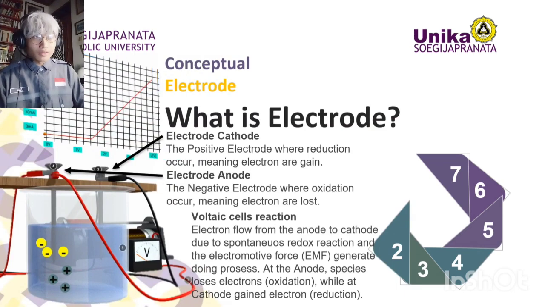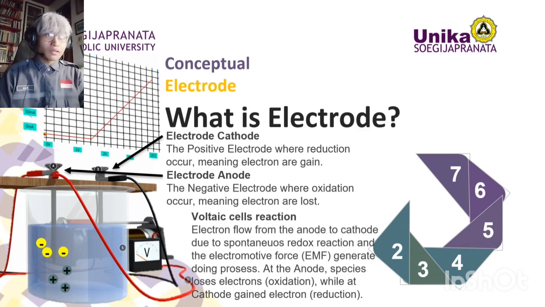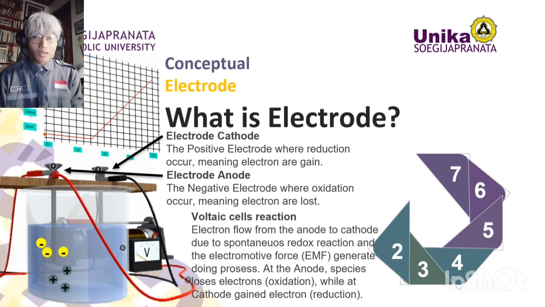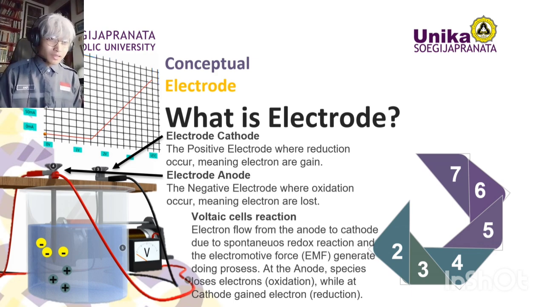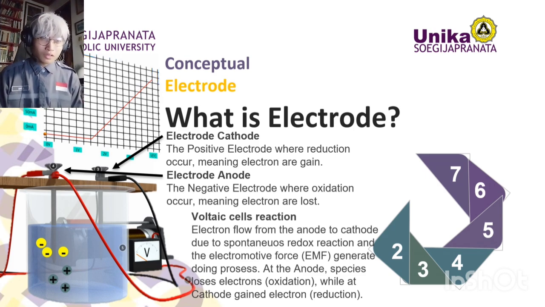So the cathode, the positive electrode where the reduction occurs, meaning the electrons are gained. You can see the cathode is at the 3 there. That one position there is the cathode. And we have the anode, the negative electrode where the oxidation occurs, meaning the electrons are lost. So the anode is on the left there, on the fourth. So you can see the minus and the positive. The minus is actually an electron and the positive is a proton.